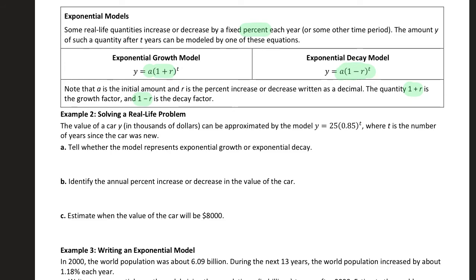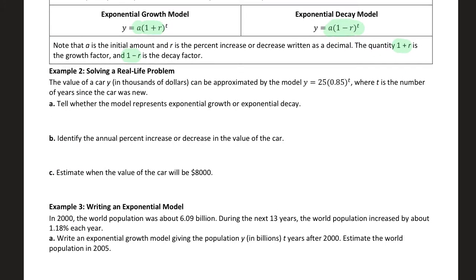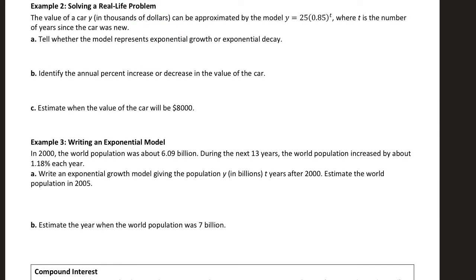To give you a real-life situation, it talks about the value of a car, very applicable. The value of a car in thousands of dollars can be approximated by the model y equals 25 times 0.85 to the t power, where t is the number of years since the car was new. Tell whether this model represents exponential growth or exponential decay. We know this model represents decay, and part of it is the context of the problem. It's depreciation. We know cars decrease in value as they age generally.